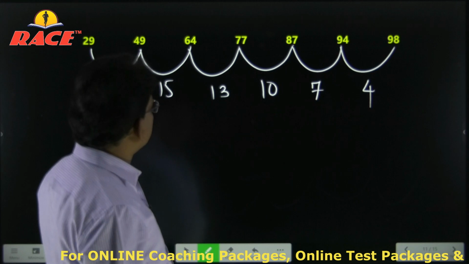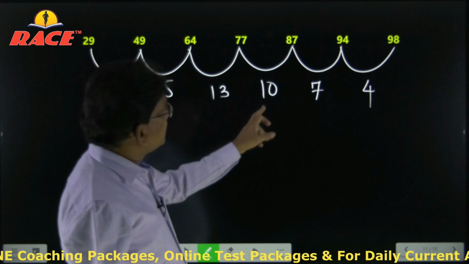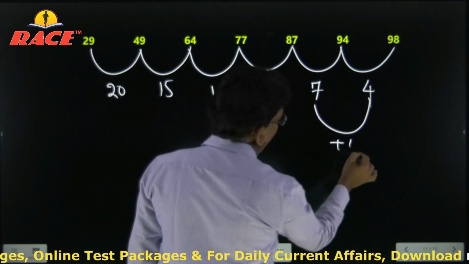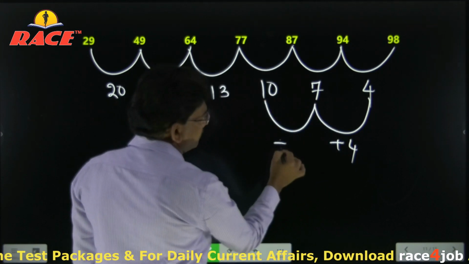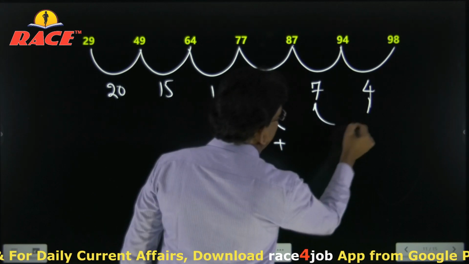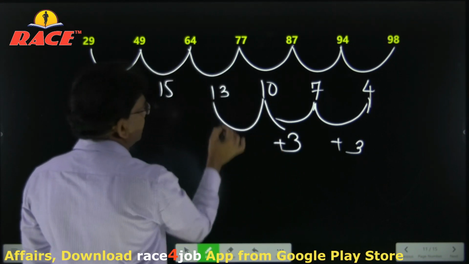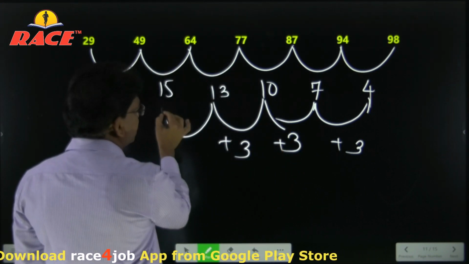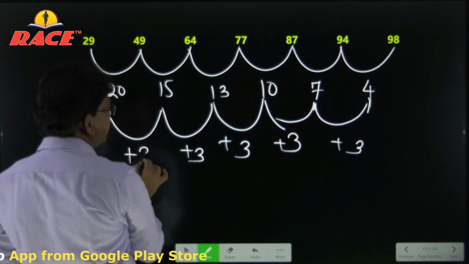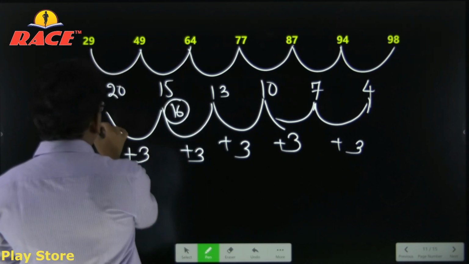But once you see the numbers, here difference is 5, difference is 2, 4, difference is 3, 3, 3. Here you can observe difference of difference, 4 and 7 plus 3, 7 and 10 plus 3, again plus 3. If it is plus 3, here also it should be plus 3, no? If it is 13 plus 3, it should be 16. Let me try with 16. If it is 16 plus 3, it should be 19.